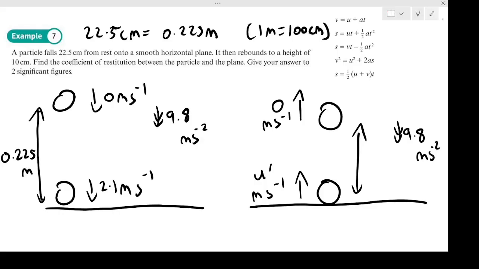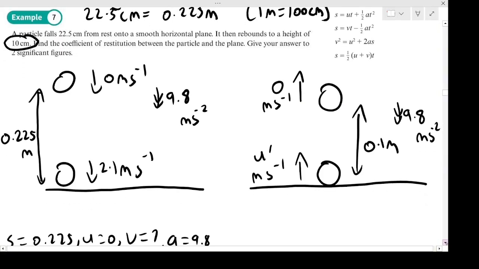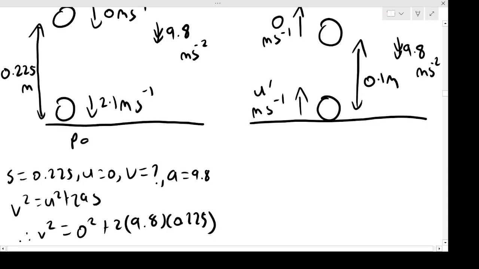Oh, I know the height as well. So I know the height here is 10 centimeters, so it's going to be 0.1 meters. So that's how high it rebounds up. Okay, so hopefully happy with this diagram. Again, I can label this part 1 and part 2 to clearly distinguish the two different parts of the motion.